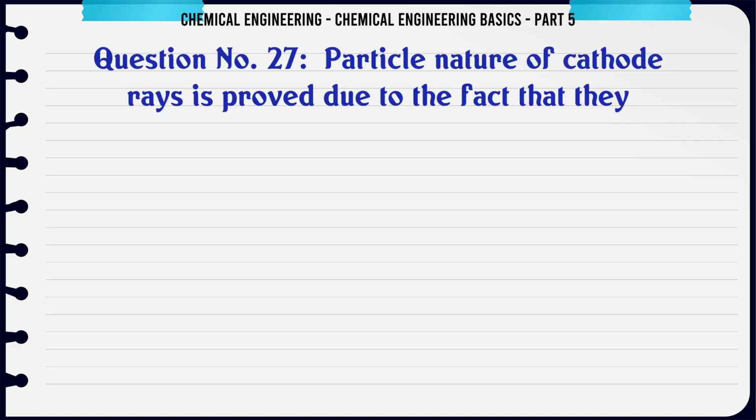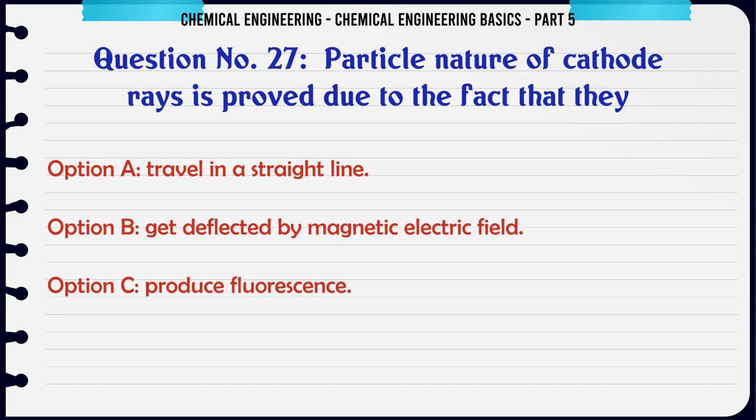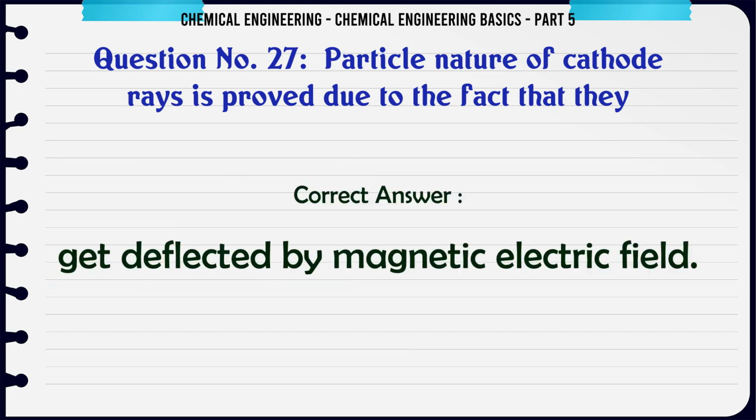Particle nature of cathode rays is proved due to the fact that they A. Travel in a straight line, B. Get deflected by magnetic electric field, C. Produce fluorescence, D. Heat the exposed material. The correct answer is get deflected by magnetic electric field.